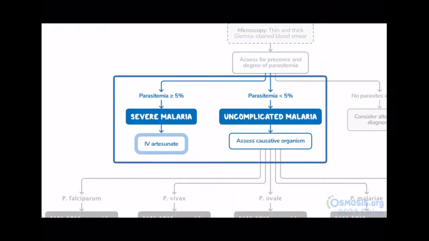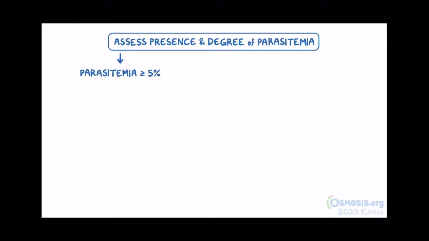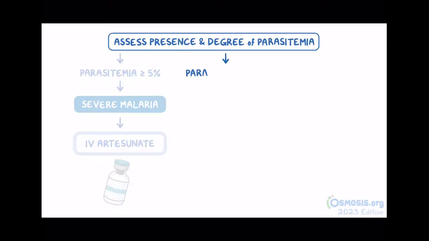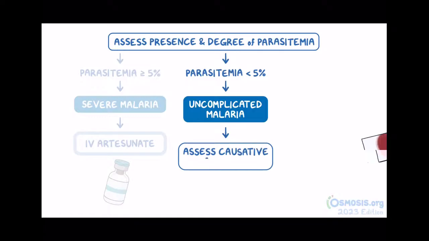Okay, once you obtain thin and thick smears, assess the presence and degree of parasitemia. The results may reveal that the parasite density is 5% or greater. In this case, diagnose severe malaria once again and immediately proceed with intravenous artesunate regardless of the Plasmodium species. On the other hand, if you do detect Plasmodium and the parasite density is less than 5%, diagnose uncomplicated malaria. Next, assess the causative organism based on the blood smear.